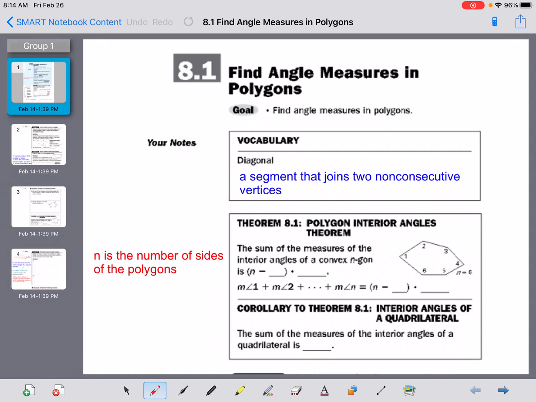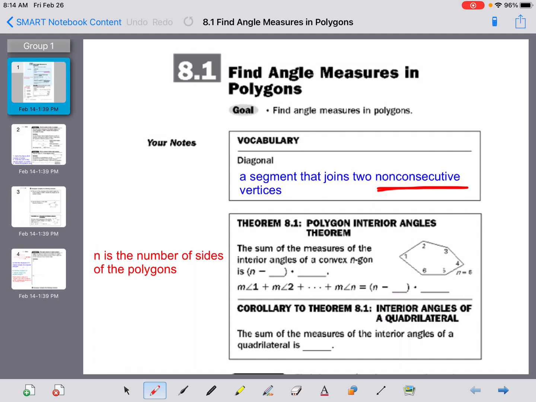All right, we're starting 8.1, and 8.1 is more with quadrilaterals, but this first section is with polygons in general. So this is finding angle measures inside, or I should say around polygons as well. So first vocab word, here's the diagonal, a segment that joins two non-consecutive vertices.